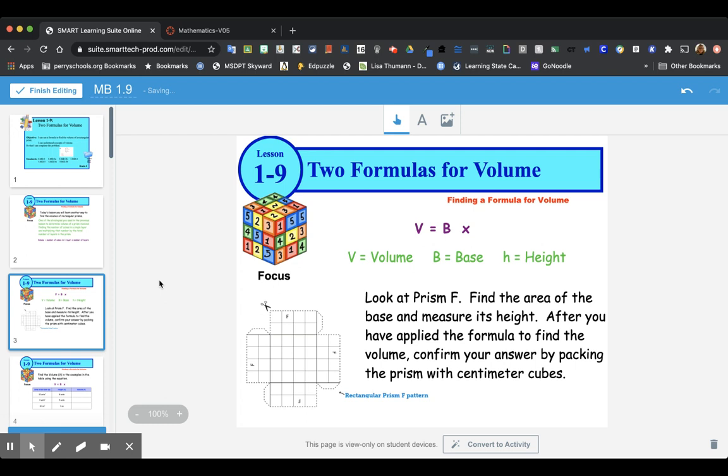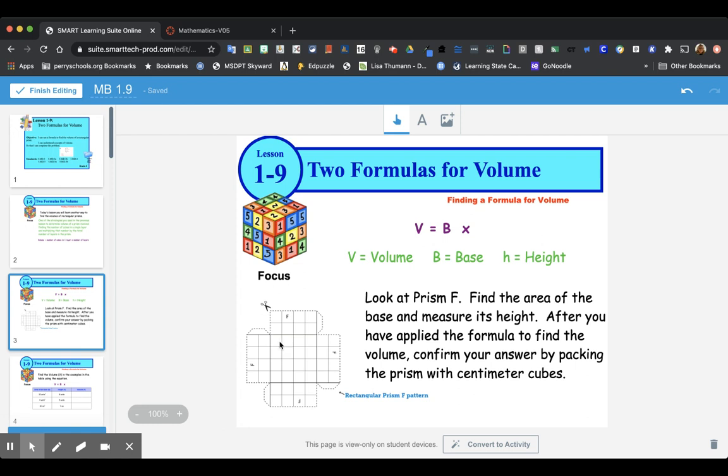So we have volume, which was V. The base was a capital B, and if you watched lesson 1.8, you saw that and you learned that. And then H was height. So in a previous lesson, we had cut out little shapes like this. Looking at this, we would want to find the area of the base and then measure its height. After you've applied that formula, we could confirm it by packing. We're not going to pack today. We're simply going to use that formula.